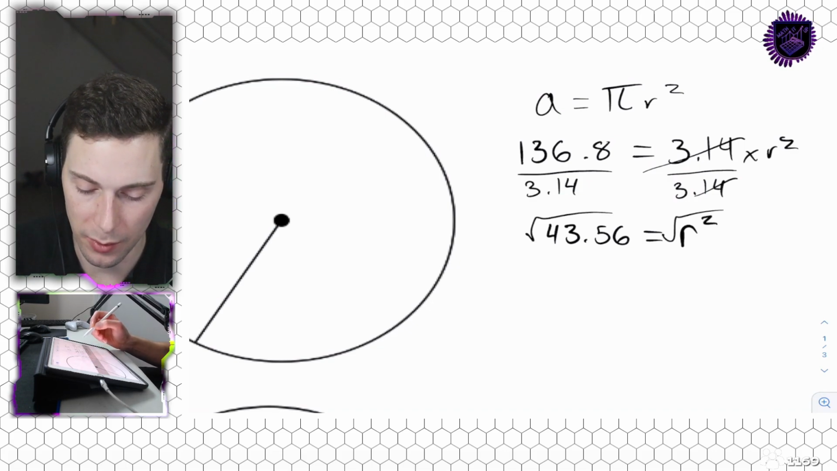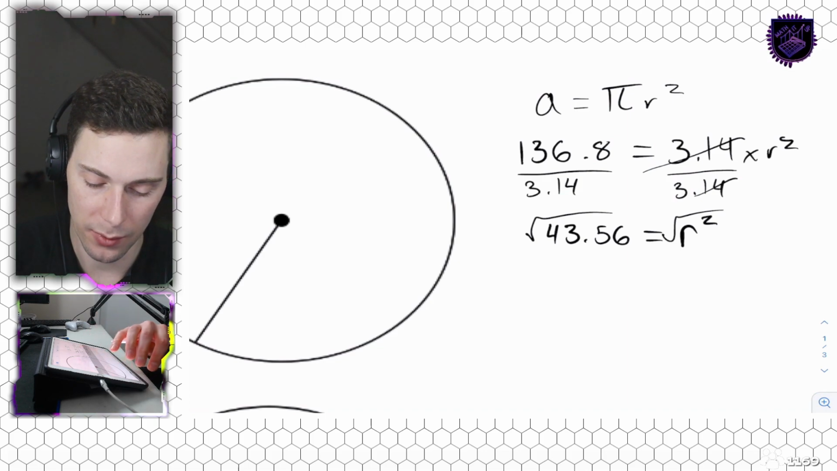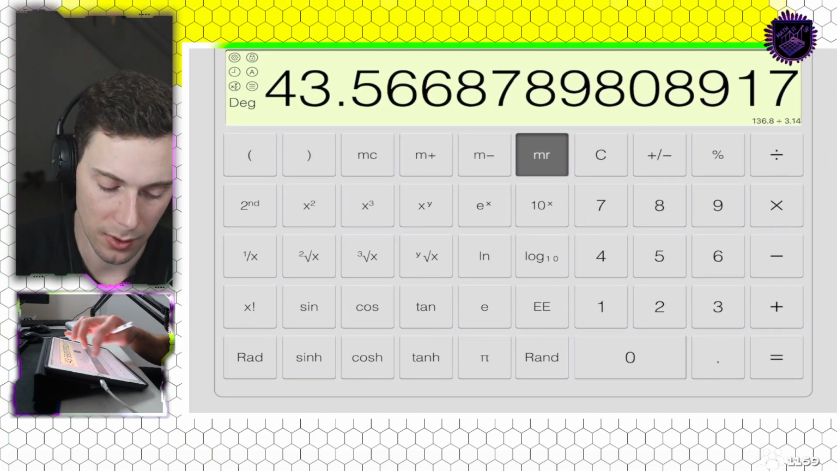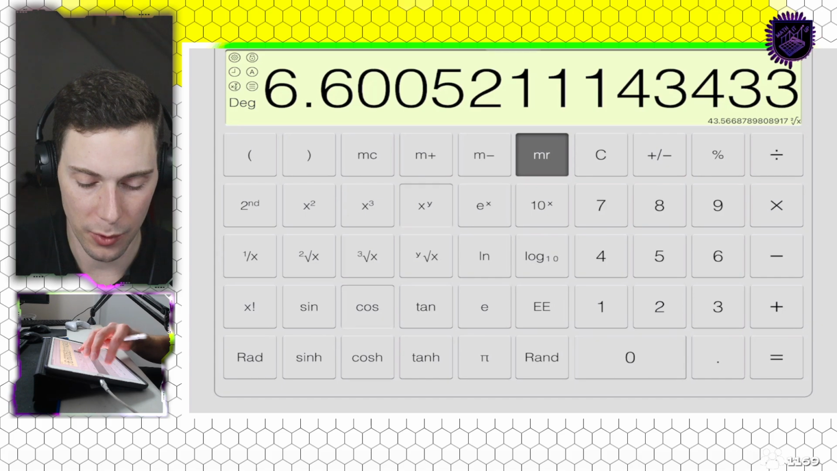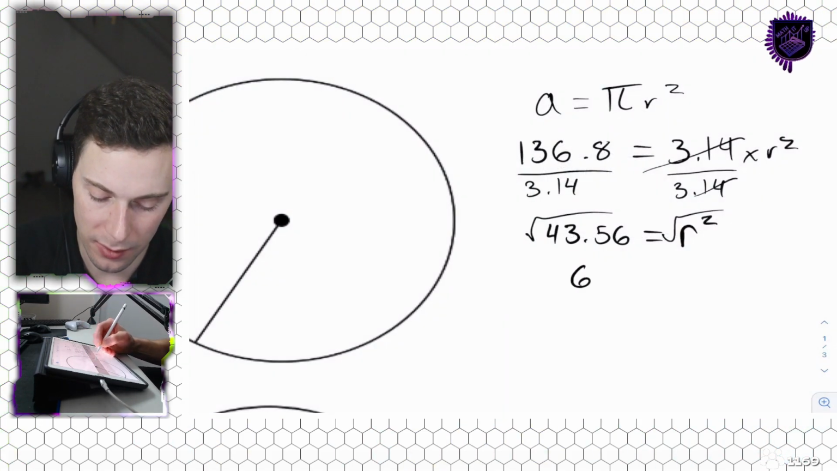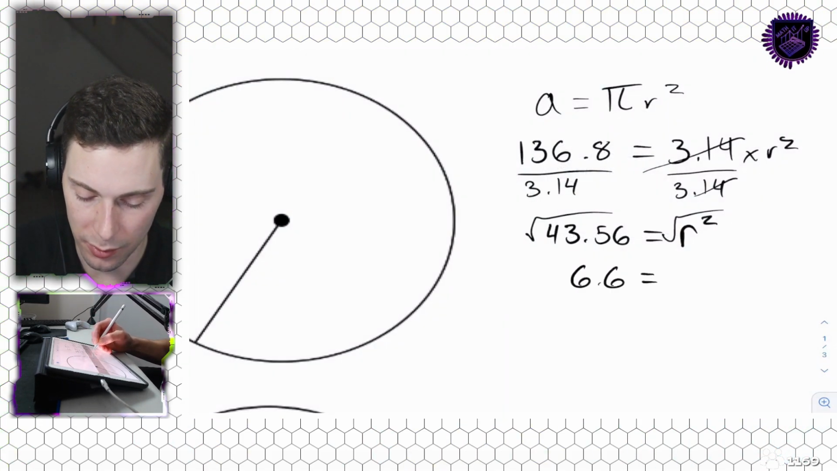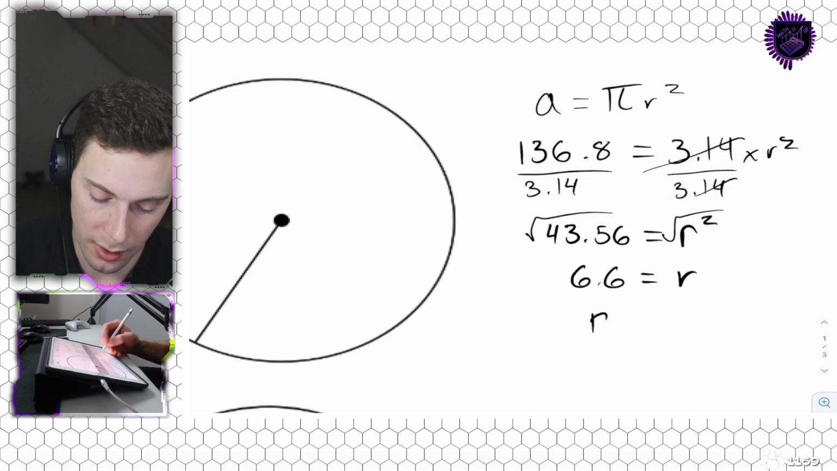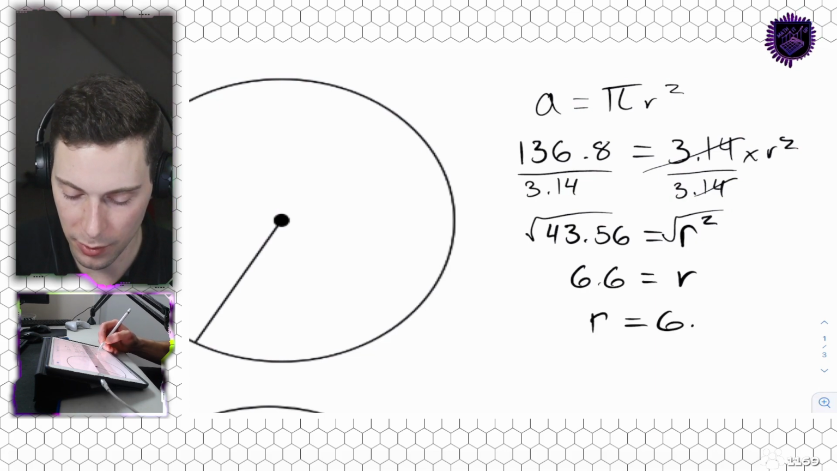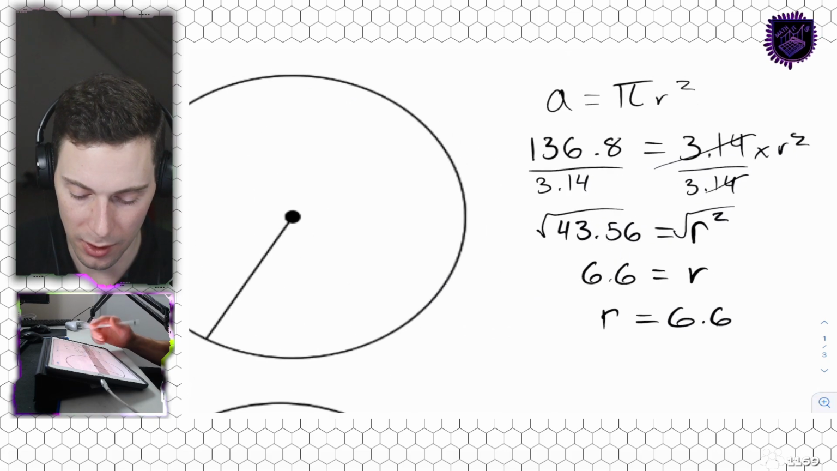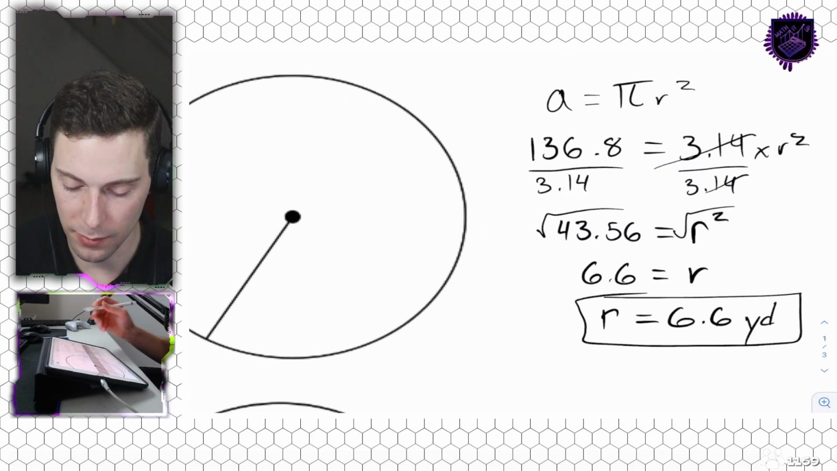We don't want the square of a radius, we want our radius. So it's the square root of 43.56, which is 6.6. 6.6 is equal to our radius, or r is equal to 6.6 yards. YD, that's our radius.